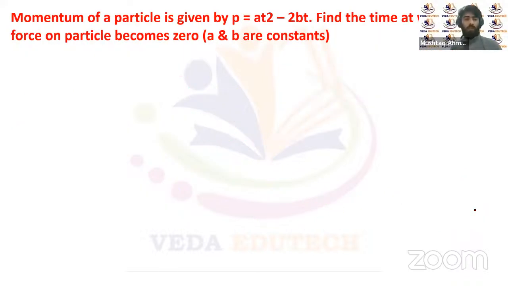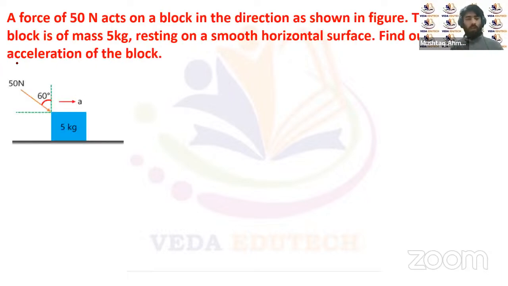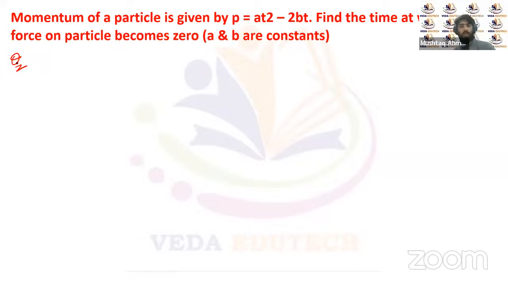So let's try to solve this question as well. The question is that the momentum of a particle is given by p is equal to at square minus twice bt, right? This is the momentum of the body. Now the question is, find the time at which the force on the particle becomes zero.